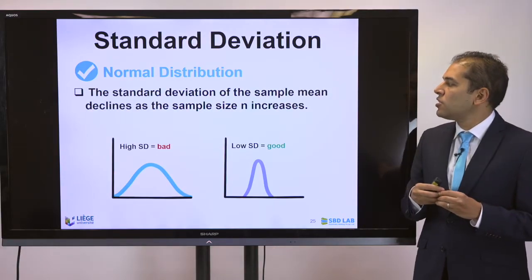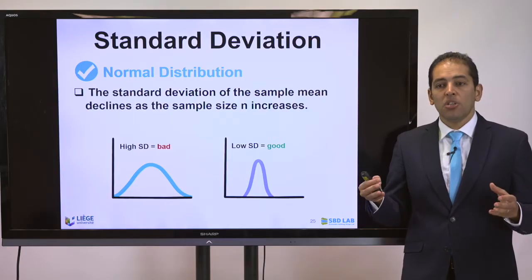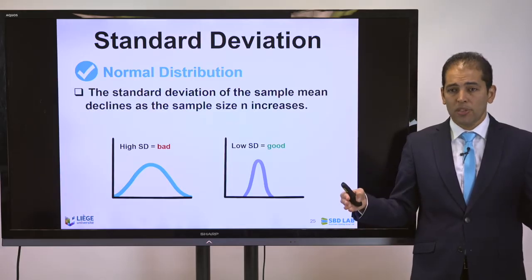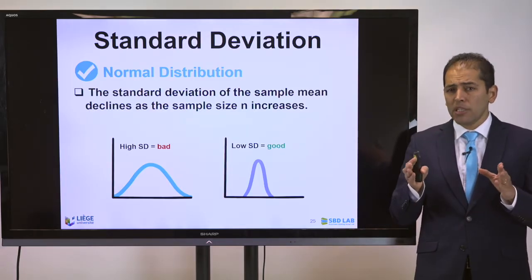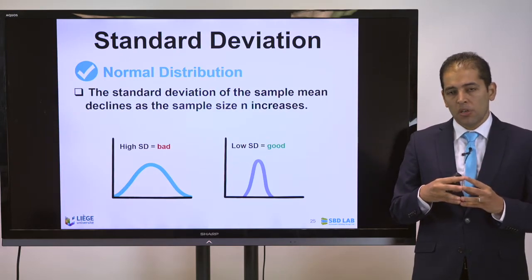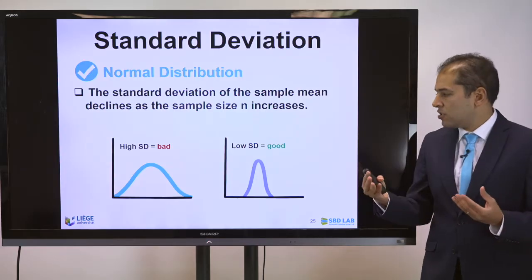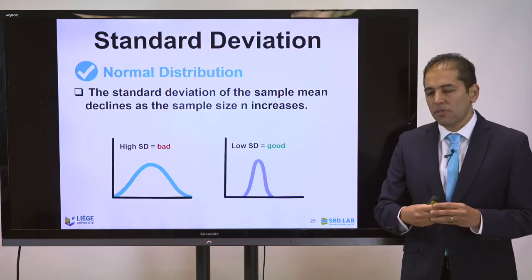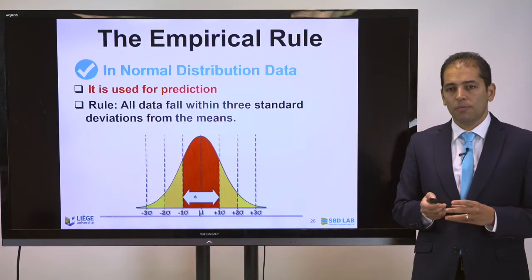Now, the standard deviation of the sample mean declines as the sample size increases. So actually, the larger my sample size, the lower the standard deviation. And if I have a very small sample size, I will have a very high standard deviation value, which is bad. So as you can see, the higher the standard deviation, the worse it is. The lower the standard deviation, the better.